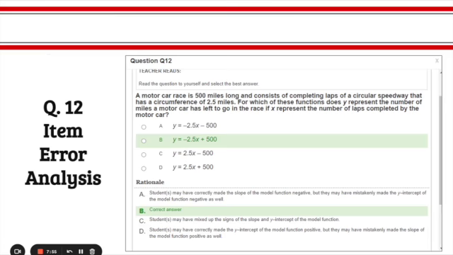I'll read it out loud. A motor car race is 500 miles long and consists of completing laps of a circular speedway that has a circumference of 2.5 miles. For which of these functions does y represent the number of miles a motor car has left to go in the race if x represents the number of laps completed by a motor car? Take just a second, look at that. You have 4 choices, and we can all see down on the very bottom that B is the correct answer, and then it gives you some rationale for the other choices.